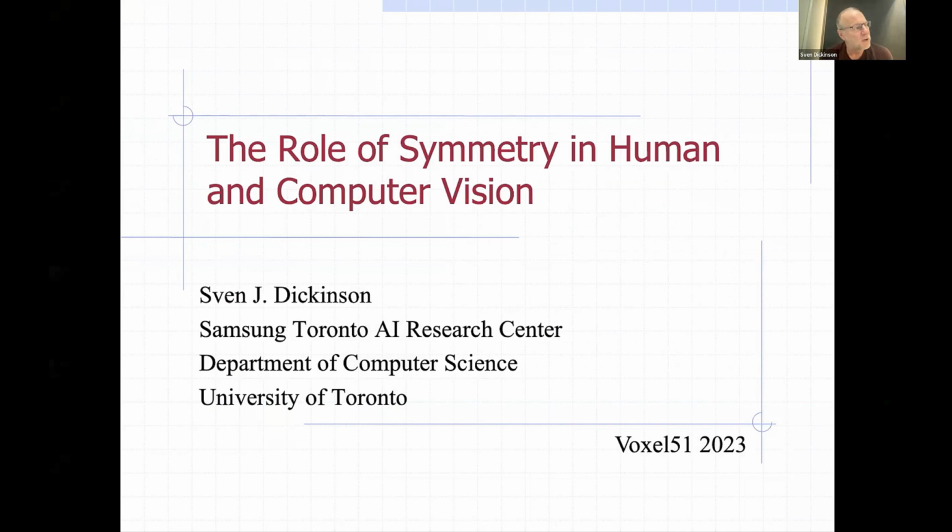I hold two roles, just to let you know. I'm a professor of computer science at the University of Toronto, but I also am head of the Samsung AI Research Center here in Toronto. So I divide my time between these two roles. What I'll talk about today has nothing to do with the Samsung work. It's strictly my own research at the University of Toronto.